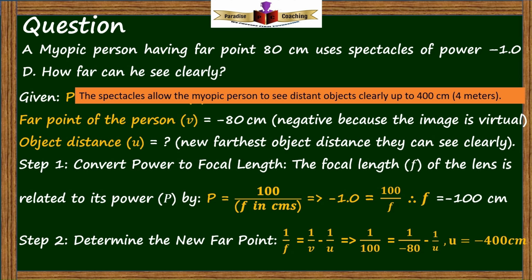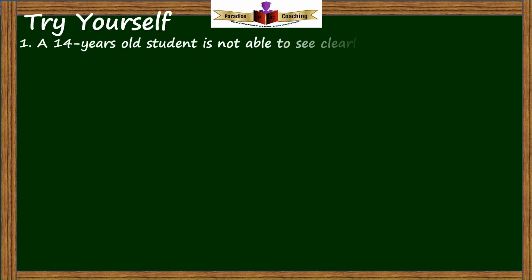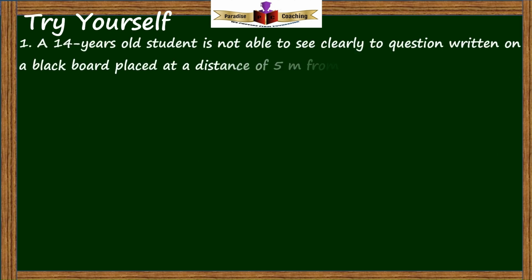So guys, remember lens formula, power as reciprocal of focal length, and the concept of far point and near point to find the power of corrective lenses. Try these questions yourself and you can request solutions in comments or share your solution with the community.